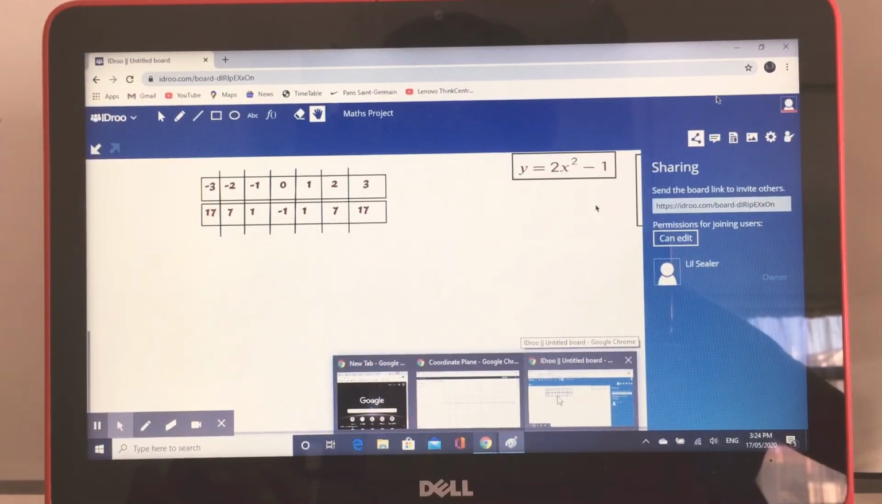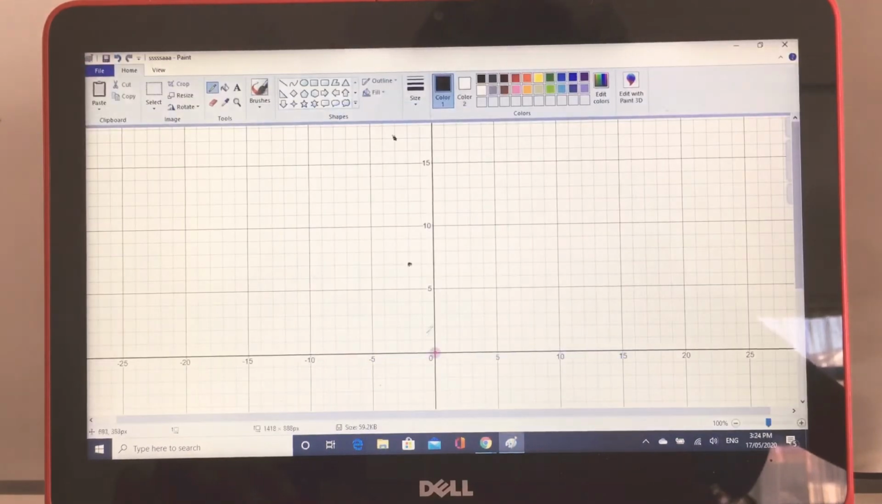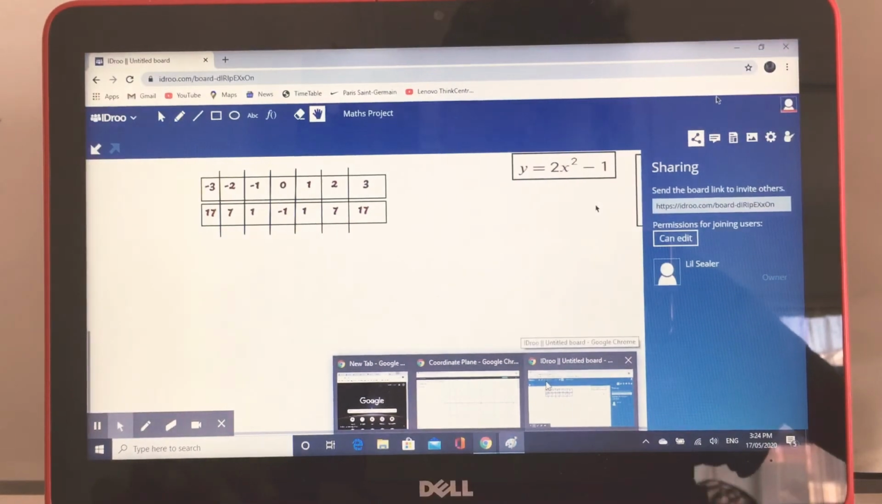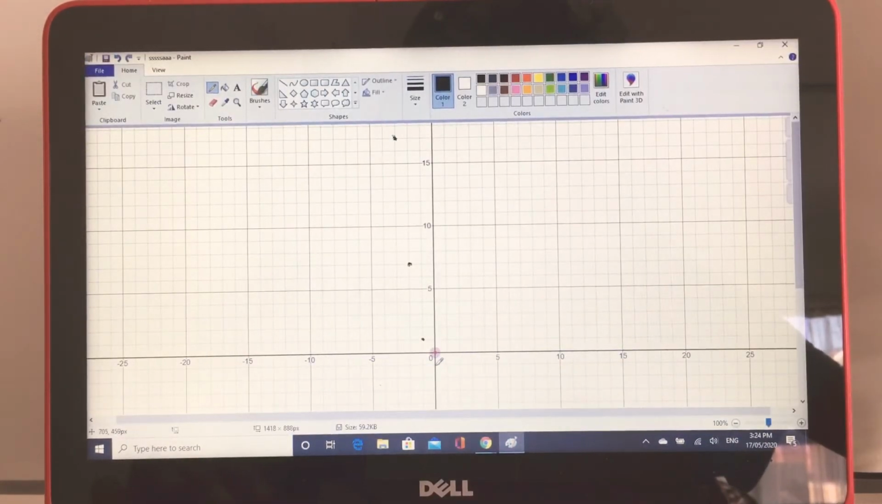Next one is negative 1 and 1. So negative 1 and 1 would be right here. And then obviously the next one is 0 and negative 1. So 0 is here, and negative 1 right here. Yep. And you do the same thing but on the opposite side. So 1 and 1. It'll be 2 and 7. 2 and 7. Sorry, it's kind of hard here. And 3 and 17. So 3 and 17.